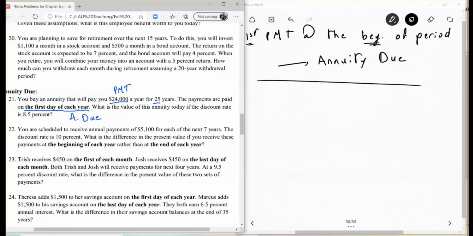Here I have 25, this is N, and 8.5, this is IY. But now before I can use my financial calculator and solve, I need to change the mode of the calculator to the begin mode. Now, in order to do that, I have to follow the following steps.